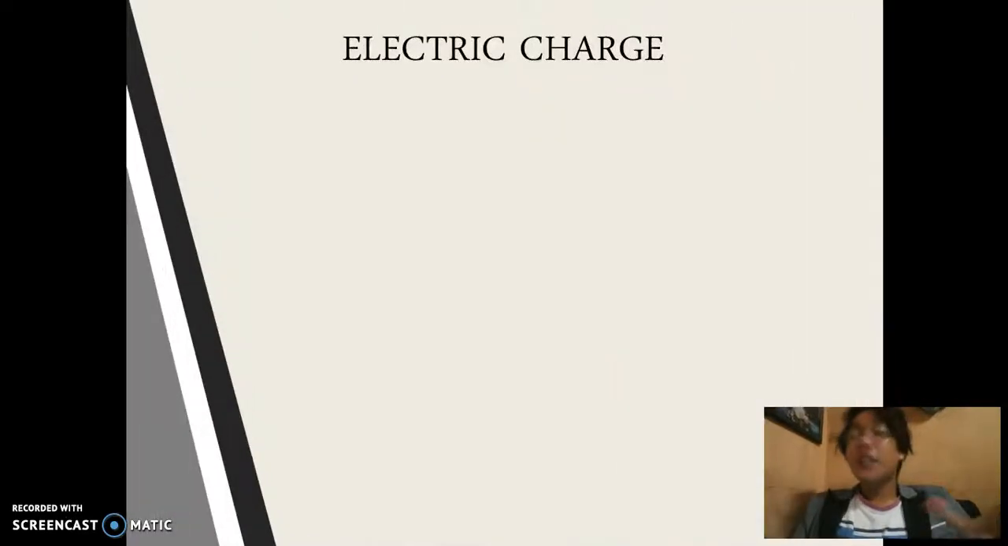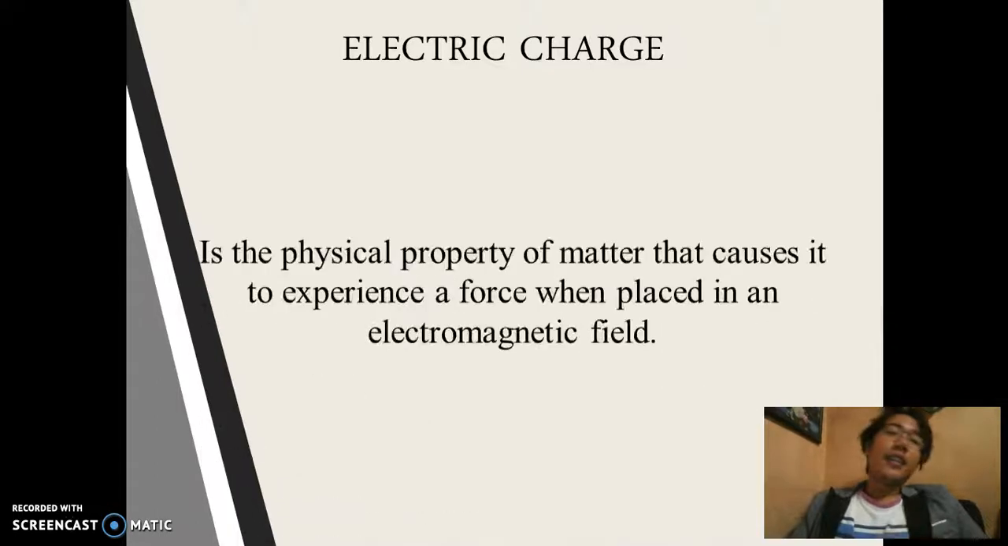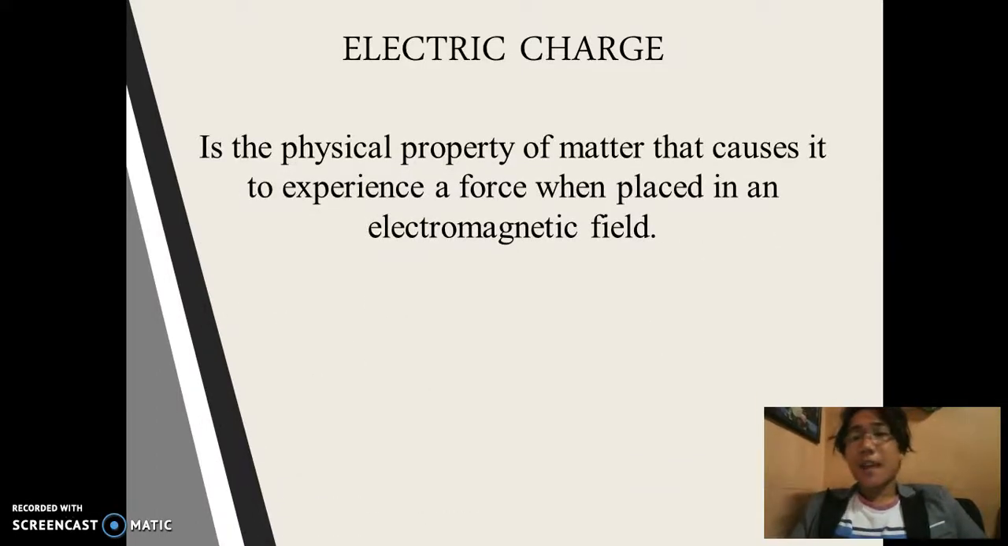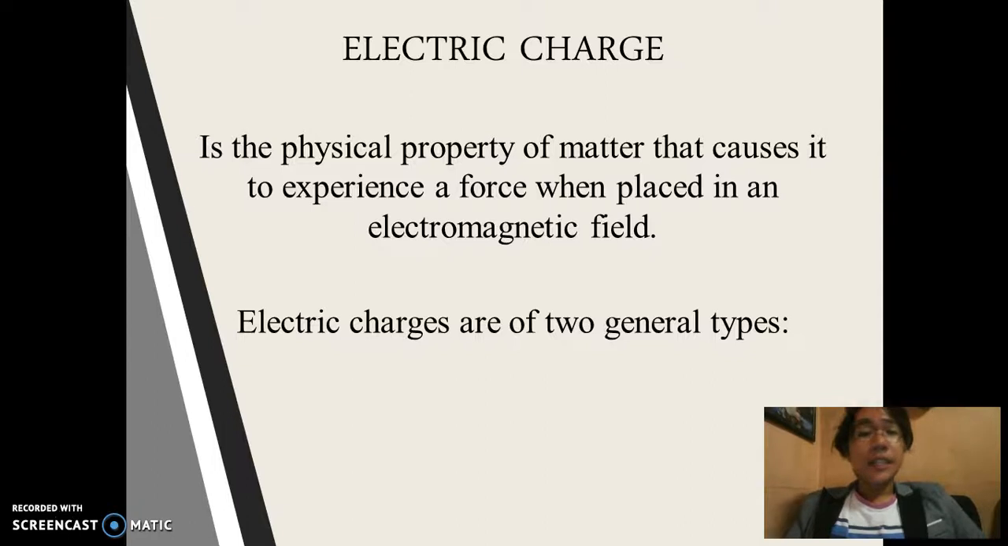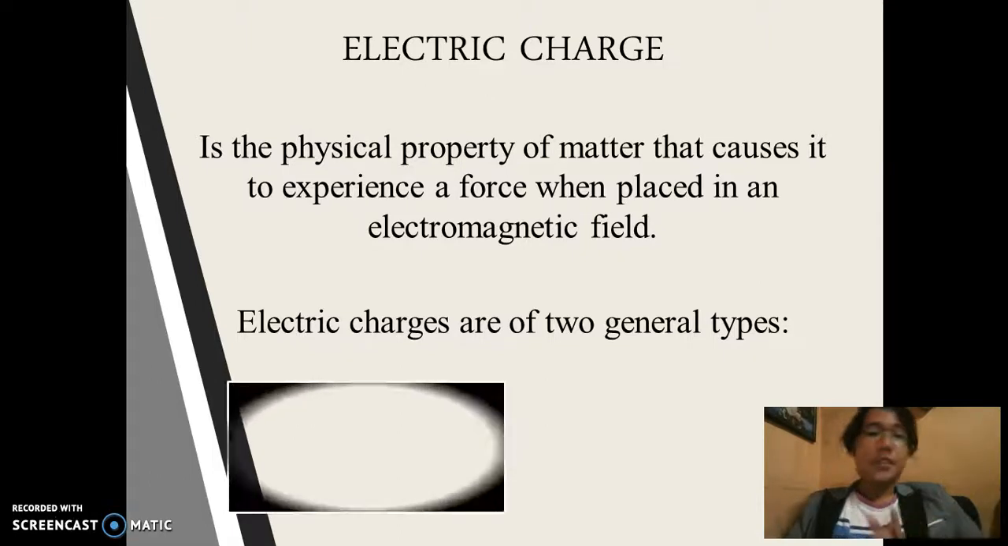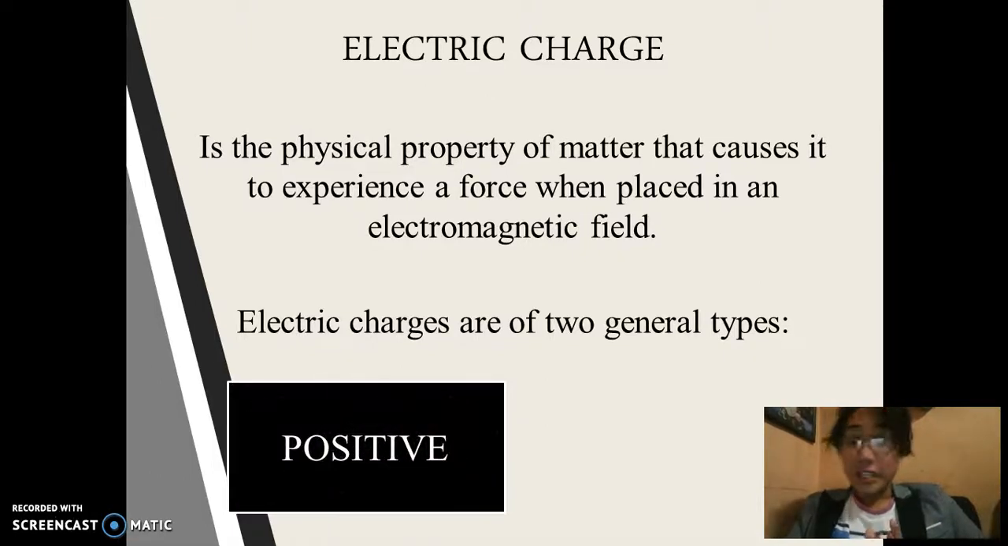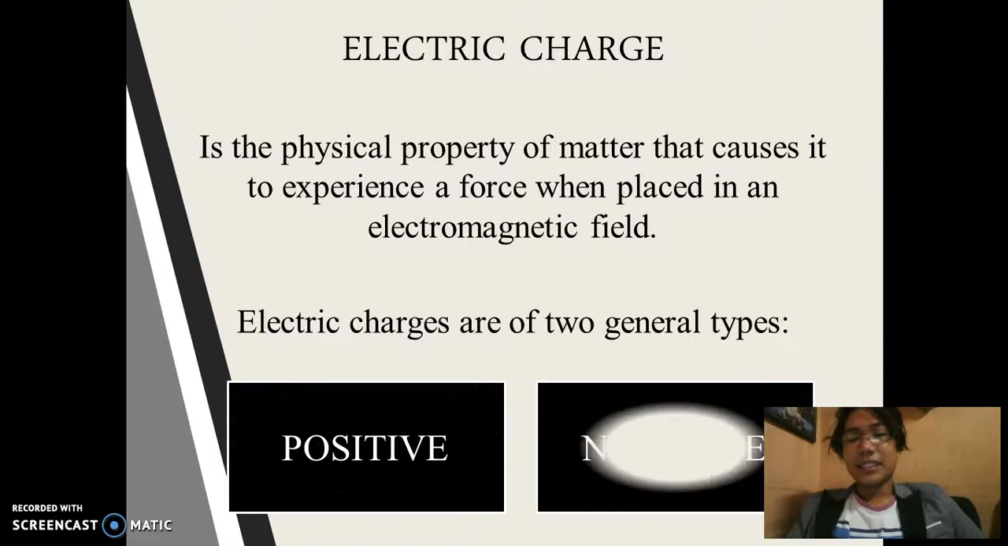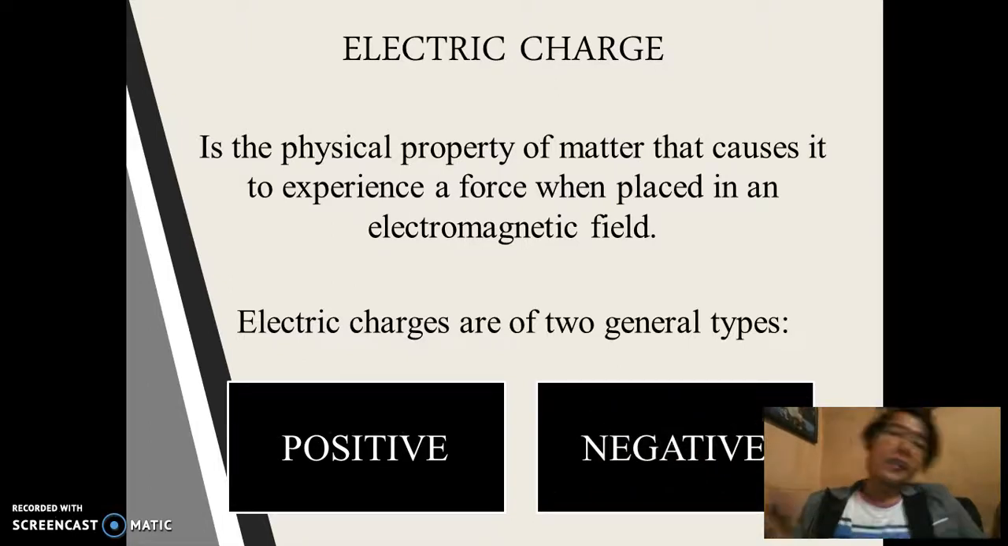Next, we have the electric charges. The electric charge is the physical property of matter that causes it to experience a force when placed in an electromagnetic field. Electric charges are of two general types. What are those two general types of electric charges? We have the positive and negative.